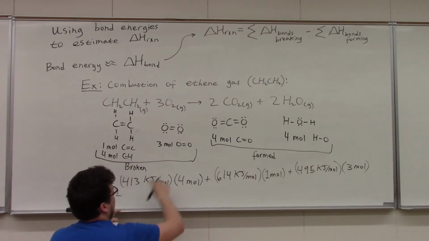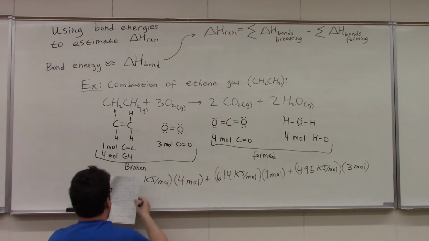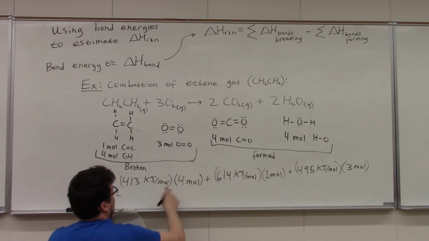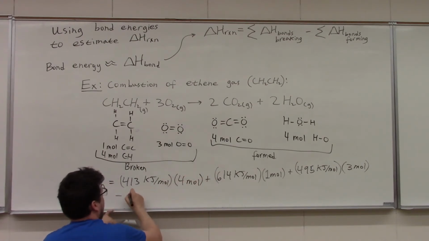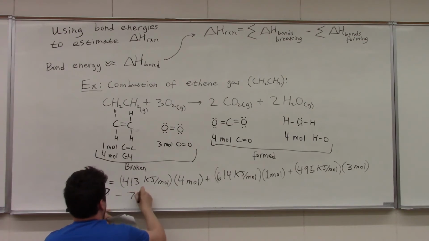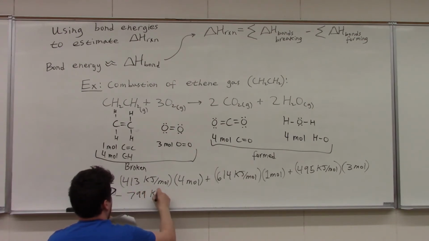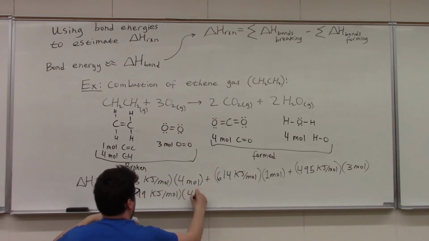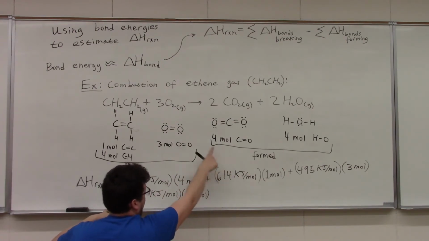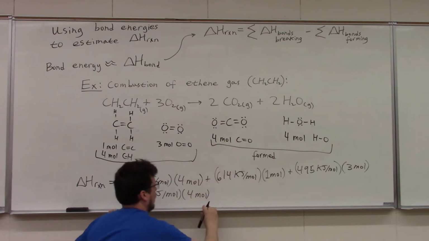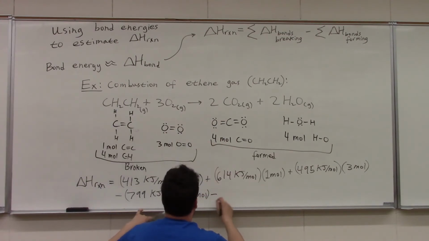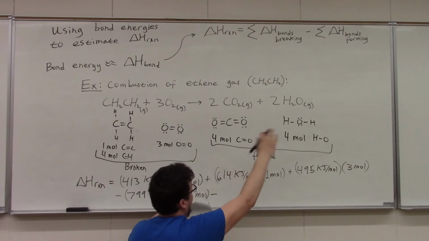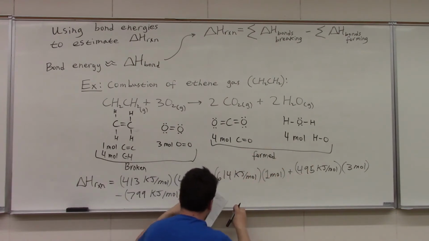Okay, so we have 4 moles of carbon-oxygen double bond. So we're going to go look at our table. We see that's 799 kilojoules per mole, times 4 moles. So we've done a lot of our legwork already. So now we're just pulling numbers off tables. And we're just going to keep subtracting now. We're going to subtract all of our bonds that we're forming.